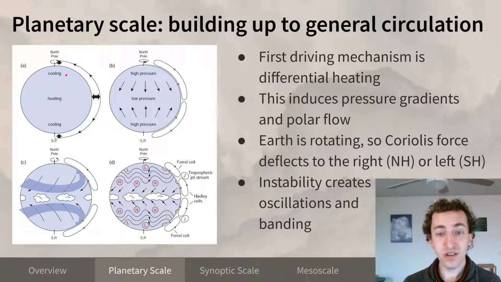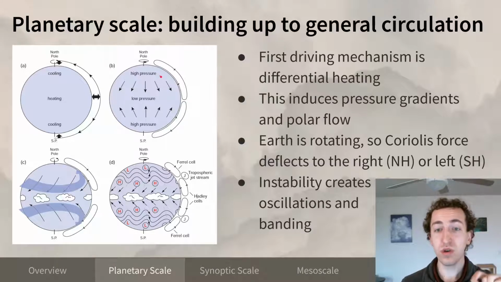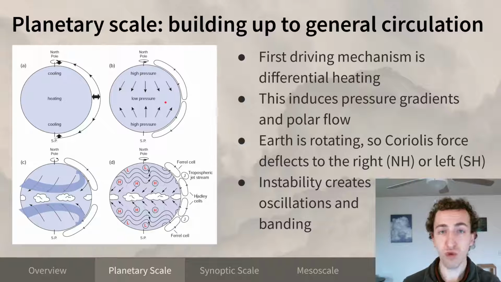This in turn will set up a pattern. And the first response to that differential heating is that we get pressure gradients showing up. So if we're just considering the Earth as a uniform sphere that's heated by the sun, we'll get pressure gradients showing up. Now, this isn't even talking about rotation yet, but we get high pressure where it's colder and low pressure where it's warmer in this idealized sense.